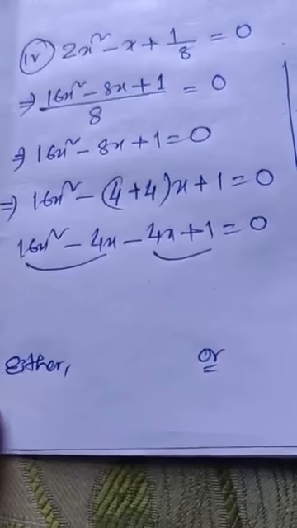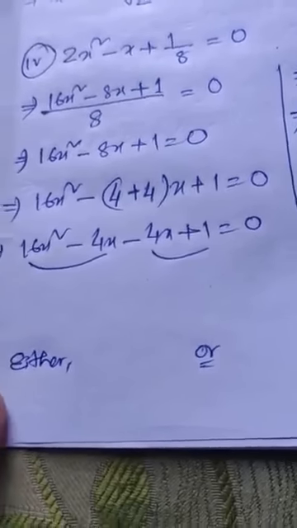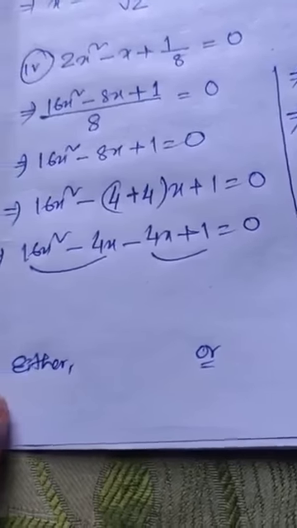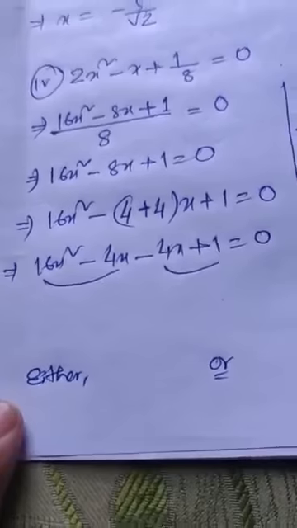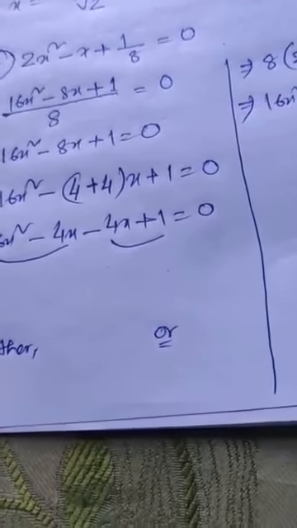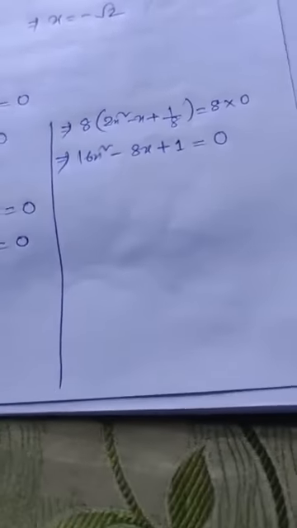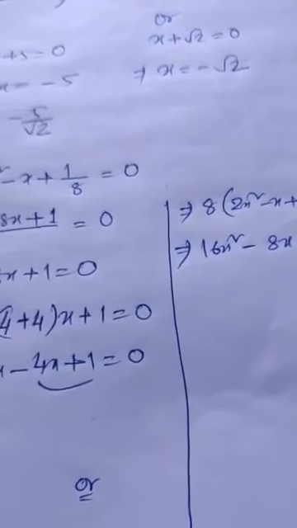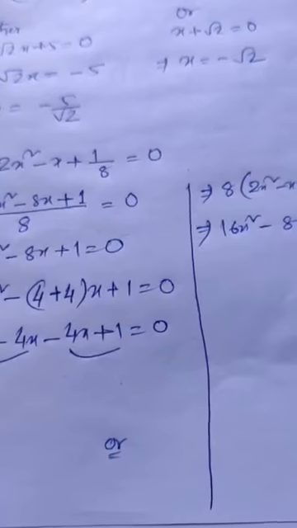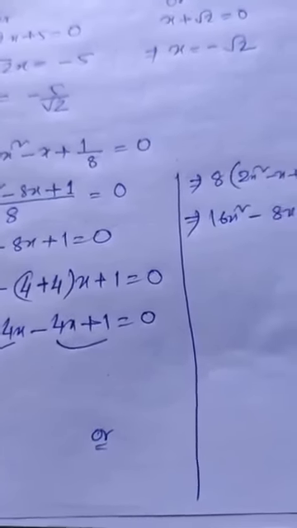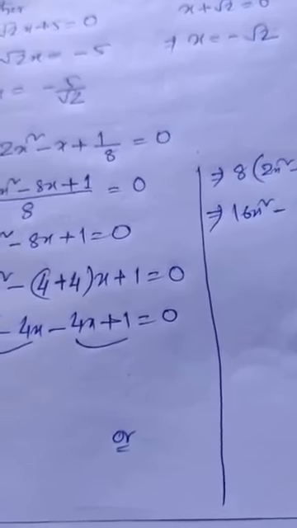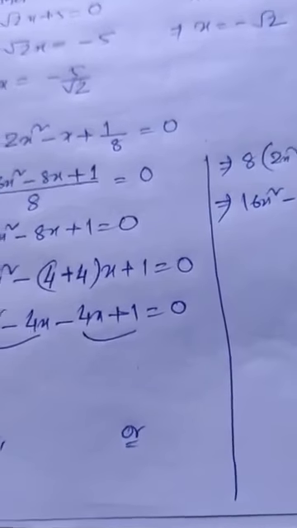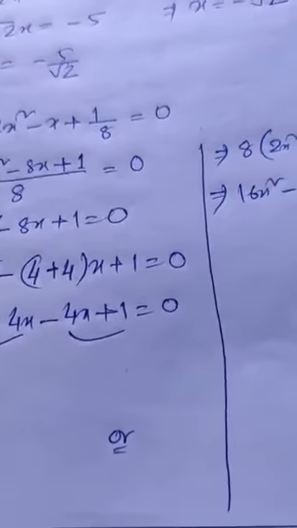So after taking LCM, this is how we get in the first line, first step, 16x squared minus 8x plus 1 by 8 equal to 0. Then cross multiplication, 0 is 0, so from here it becomes a normal middle term. And here is another method. You see in the question in the constant, what was the denominator? 8. So you multiply both LHS and RHS of this equation with it.